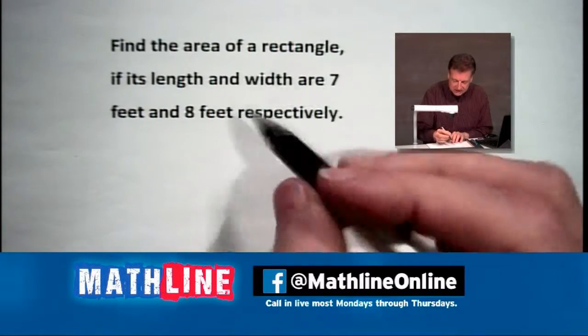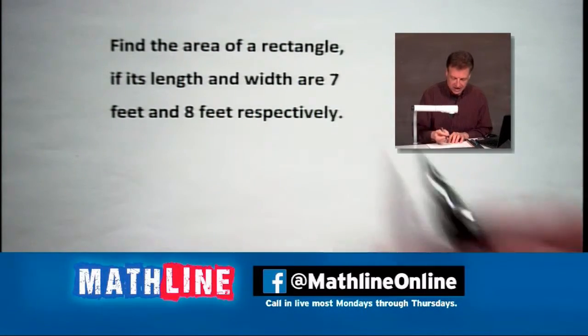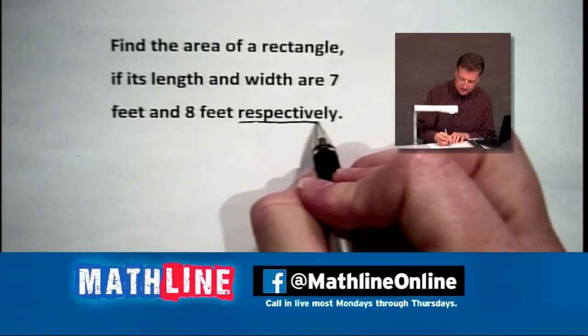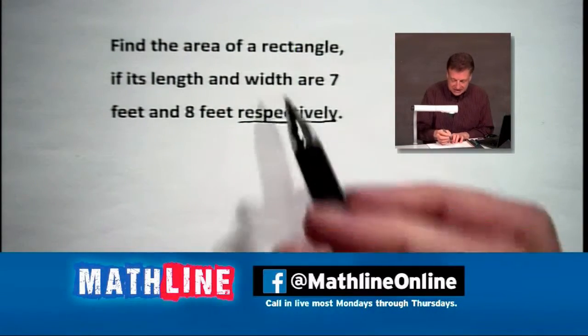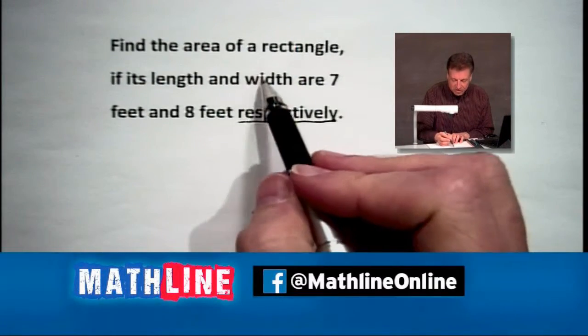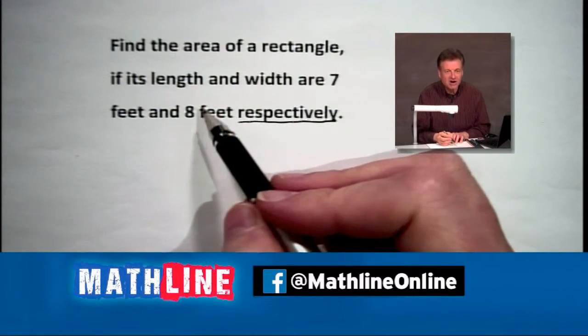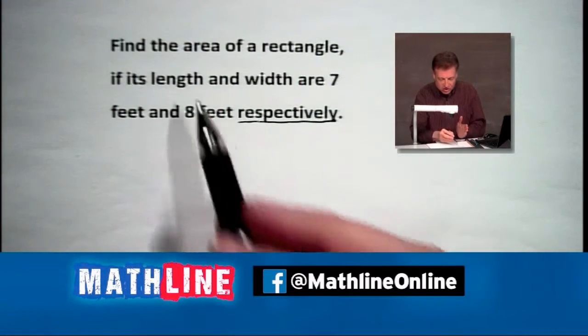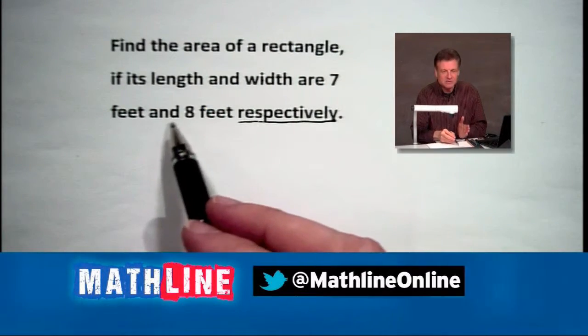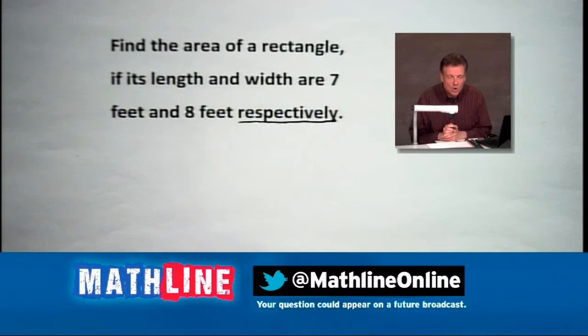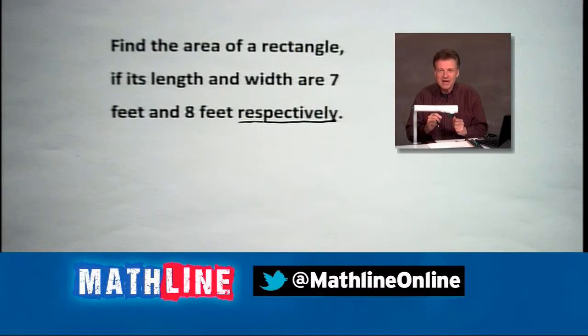Now the word respectively, I have sometimes go like, what does that mean? And it is kind of a fancy long word, isn't it? It basically says that the length goes with the 7, the width goes with the 8. Just in the order that the two words length and width came in goes with the 7 feet and 8 feet. We are in feet here to find the area. It's all about multiplication. And once we multiply them out, we're going to have square feet.